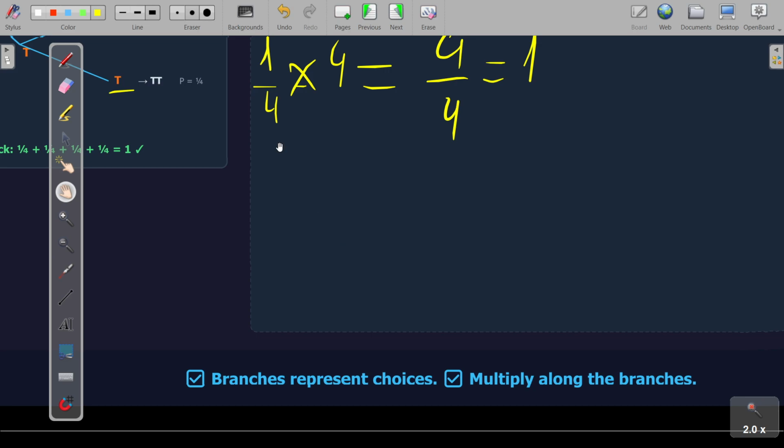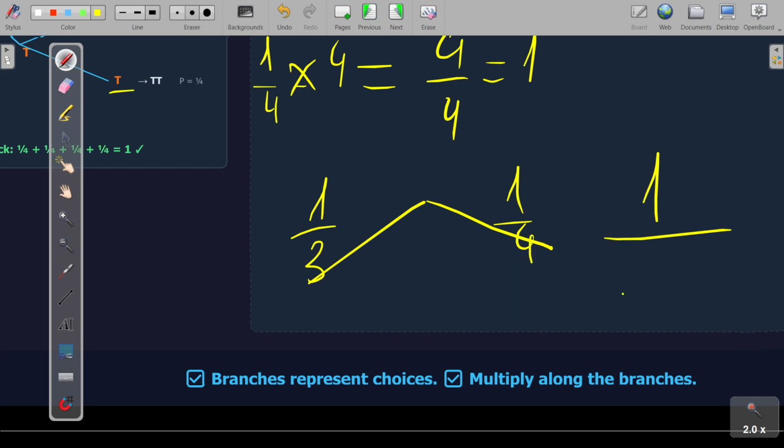And so please remember your habits. Remember branches represent choices at every step of the experiment, and to find the probability at the end of the line, multiply along the branches. So if you have one branch here that is 1 over 3, and one branch here that is 1 over 4, multiply that, you'll get 1 over 12, something like this.